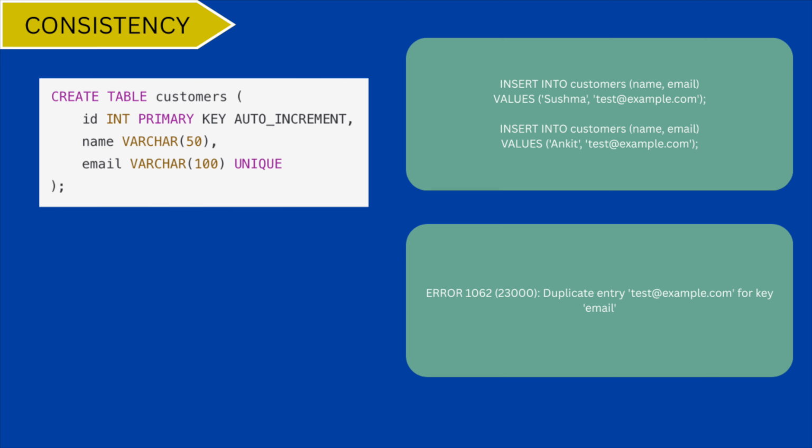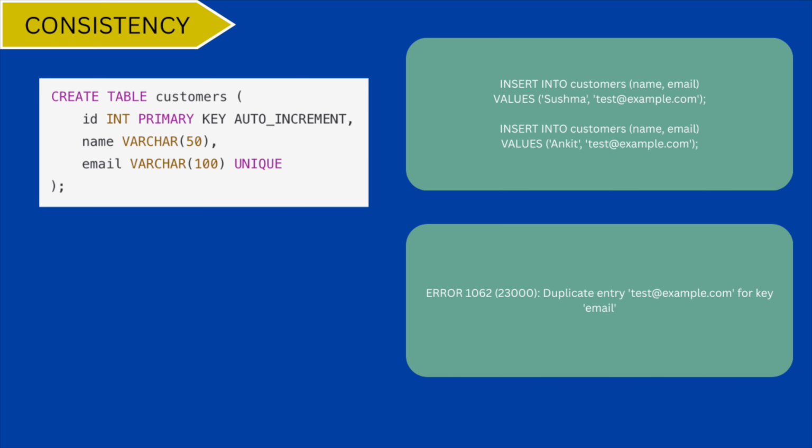One more example, a simple example of email uniqueness, so that two users cannot have the same email. You create a table customer and you give email a unique constraint. That will make sure that two users will not have the same email. It will also give you an error if you insert the same email again. So this is the simplest example of database consistency.